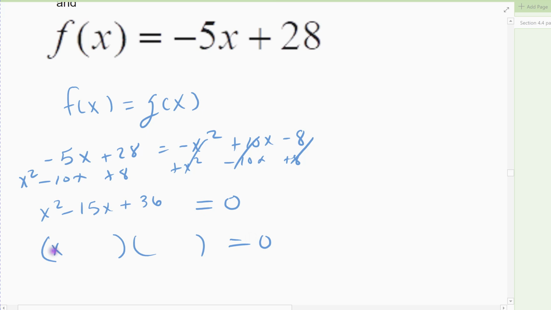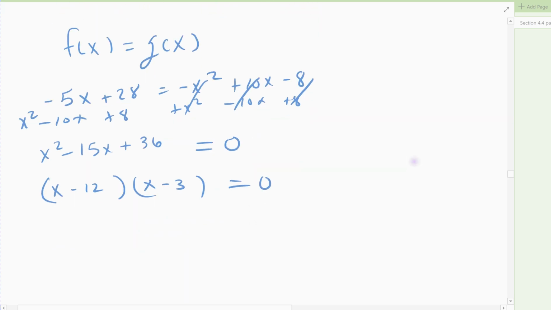Solve it by factoring. Factors of 36. When I add them up, I get negative 15. So negative 12 and negative 3, right? Take negative 12 times negative 3, I get 36. Negative 3 plus negative 12 gives me negative 15. And so my endpoints are 12 and 3. All right, those are my endpoints, meaning the area is over the interval 3 to 12, right? 3 is my starting point, 12 is my stopping point. So the area is completely enclosed by my two functions between 3 and 12.